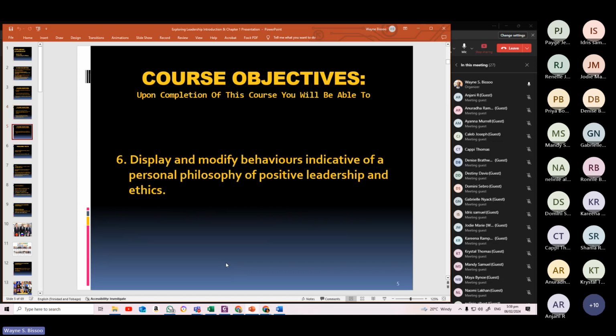But the one course objective that is probably going to be the most interesting one is display and modify behaviors indicative of a personal philosophy of positive leadership and ethics. So for most of us here, we've all had our behaviors modified from time to time. What methods work best, and what do you understand by behavior modification? Let me ask Caleb.